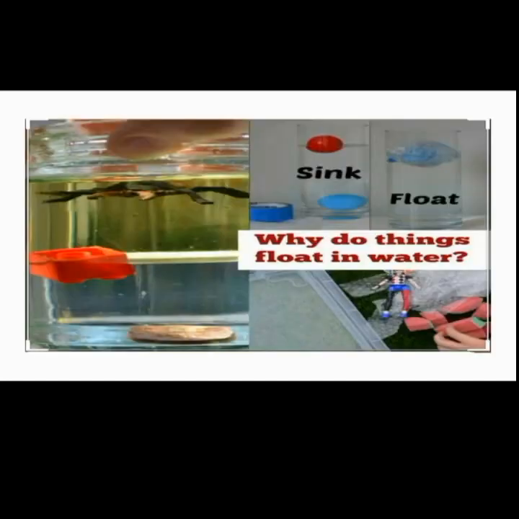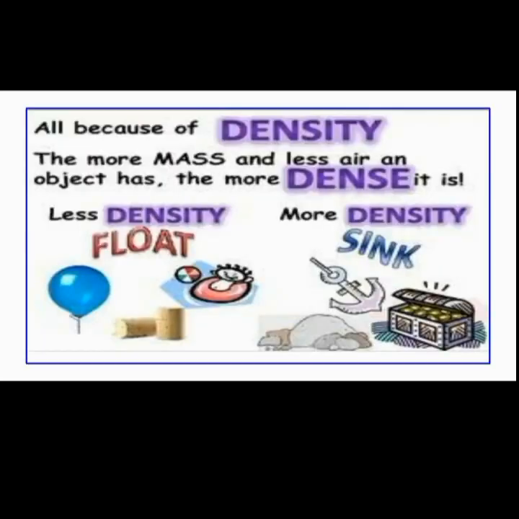Now let's see, why do things float in water? It is all because of density. The more mass and less air an object has, the more dense it is. What is meant by mass? Mass means weight, weight of an object. When the weight increases, it becomes more dense. And the substances with less density float in water and the substances with more density sink in water. When there is more weight or more mass, it is more dense, so it will be sinking in water.